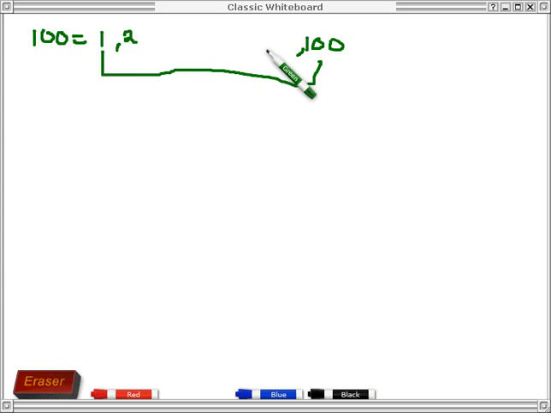Is 2 going to 100? Sure it does. 2 times 50 is 100, so we get that pair of factors. The next one would be 3. 3 does not go into 100 because these digits just add up to 1. Does 4 go into 100? Sure, we get 4 times 25. Does 5 go into 100? Yep, 5 times 20. So we get 5 and 20.